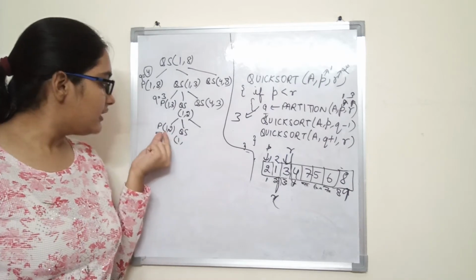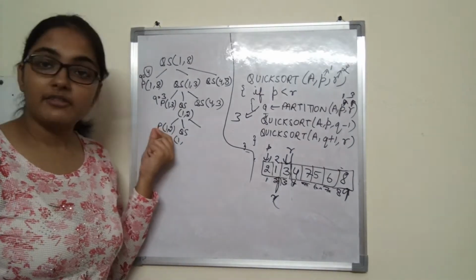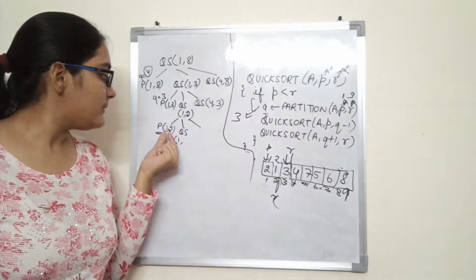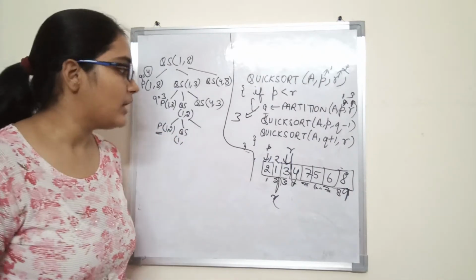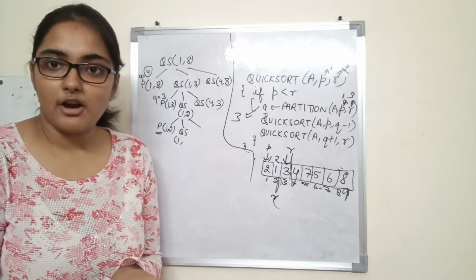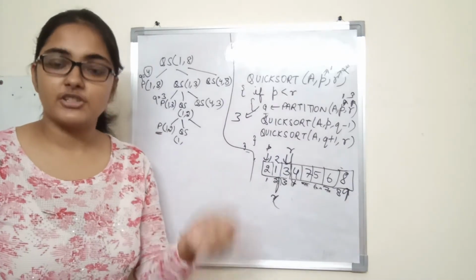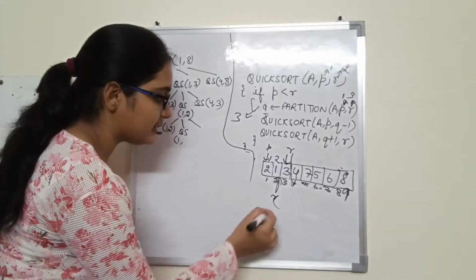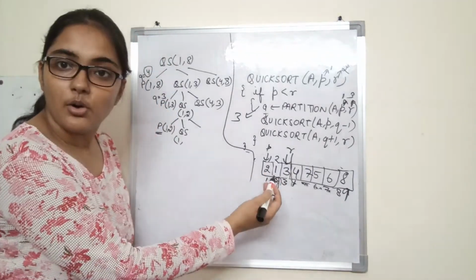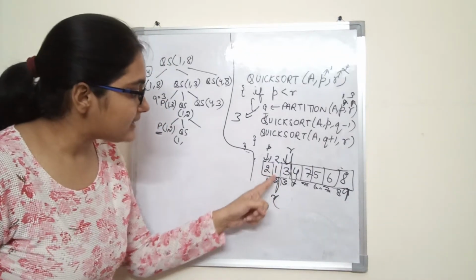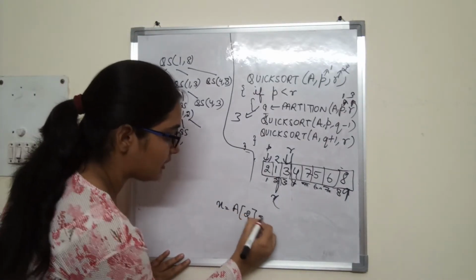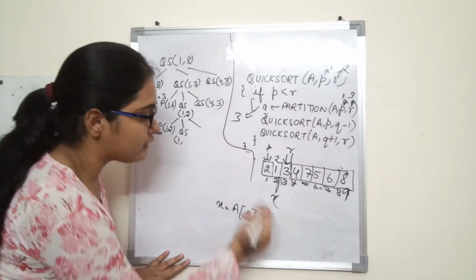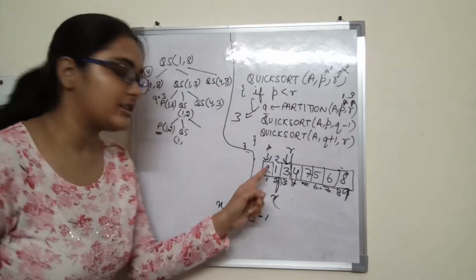So first argument will be taken as P, and the next argument will be taken as R. So P is equal to 1 and R is equal to 2, right? Then X is equal to A of R, right? See, in the partition function, X is equal to A of R. That is the first line. So X is equal to A of 2. That is because R is 2, so X is A of 2, that is 1. So X points to 1 now.